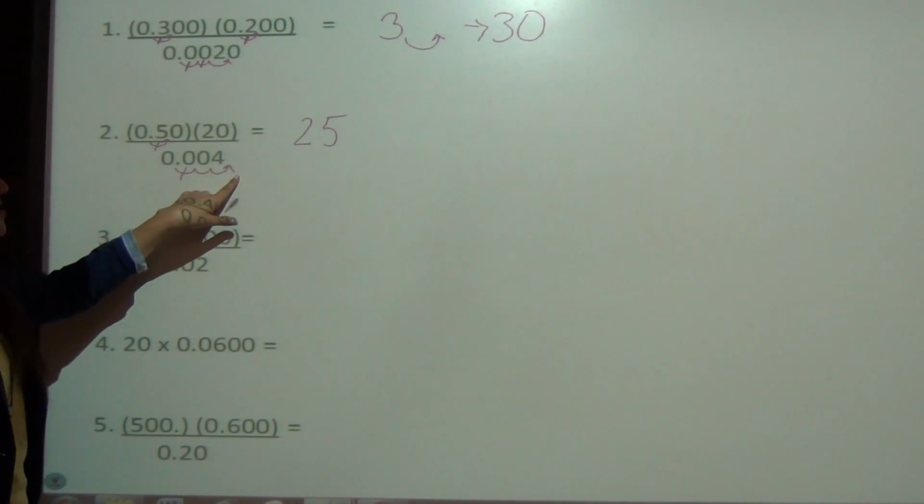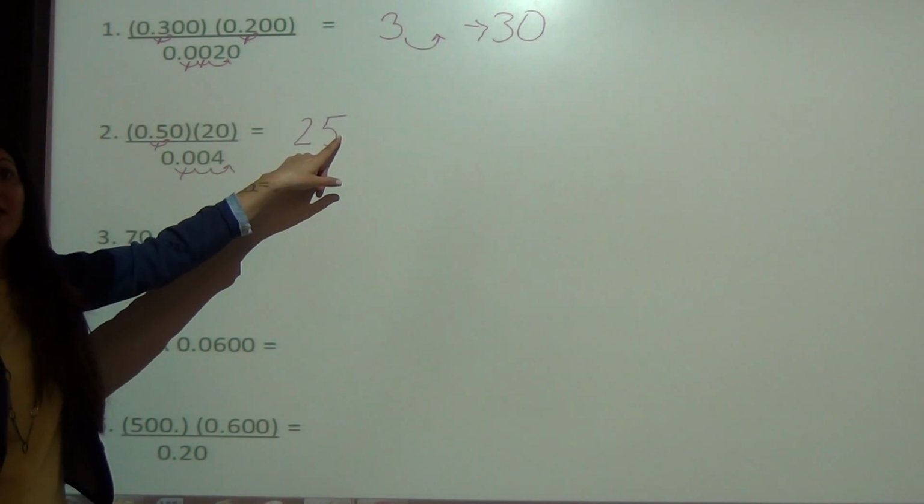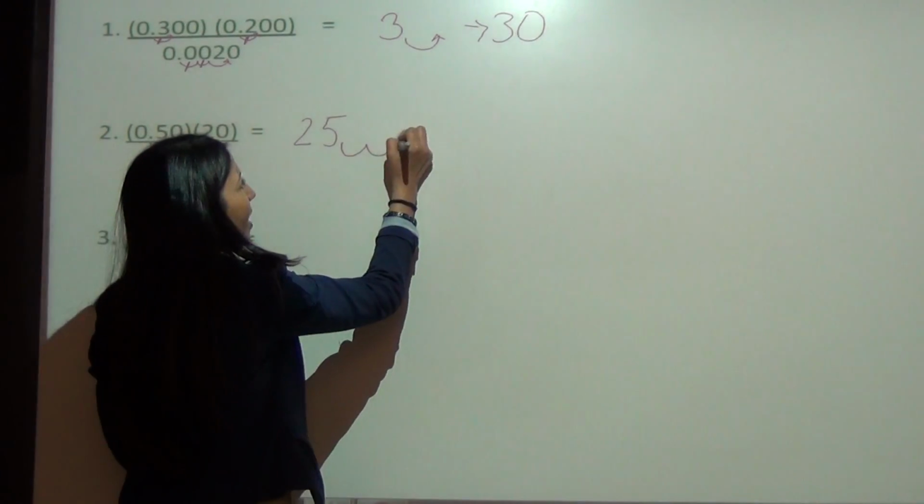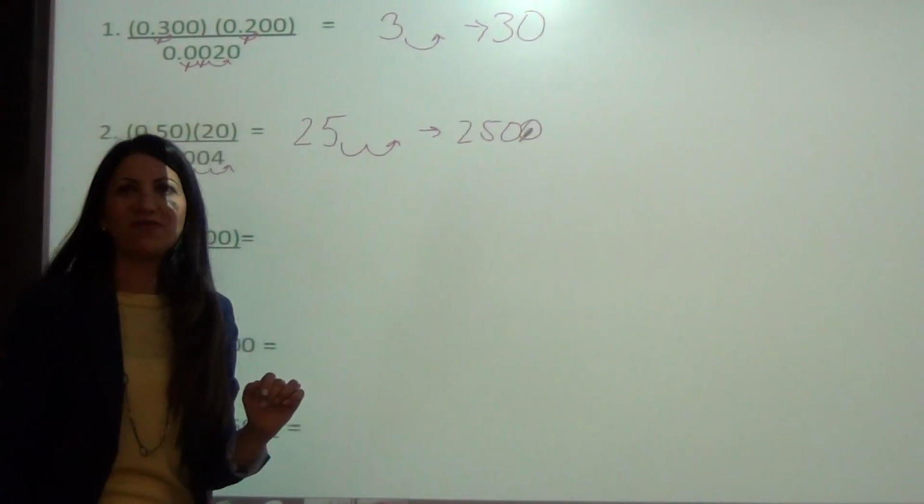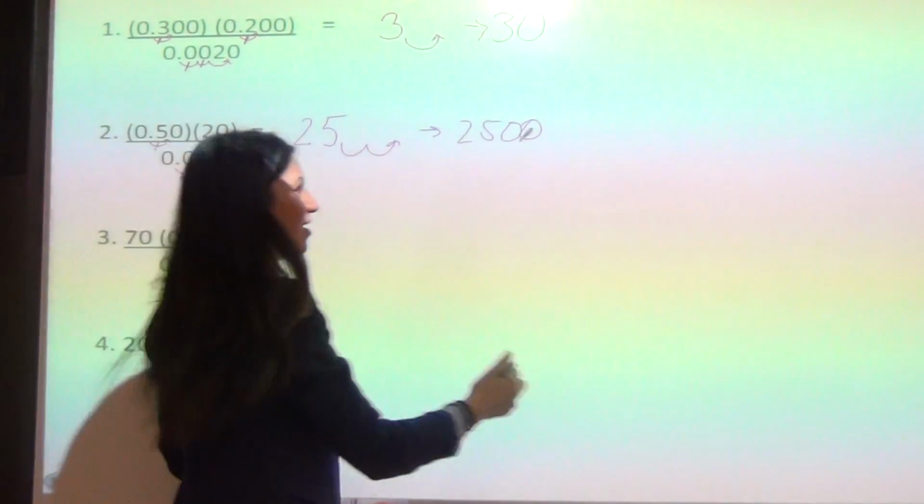If it's 2 to the right in my denominator, which way do I go here? Same direction, 2 to the right. I'm going to go 2 to the right, and what's my answer? 2,500. The answer is 2,500. Pretty easy? Yep. Okay, let's try another one here.